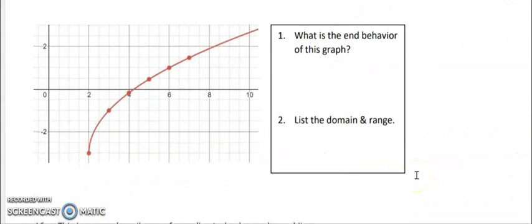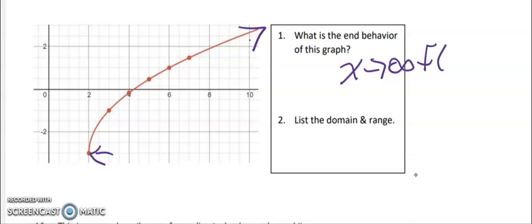All right? Let's look at this one. It says, what is the end behavior? For a radical, a square root function, you have a distinctive end and you have a continuing end. So the end behavior that this is looking for is where x approaches either negative infinity or positive infinity. In this case, it's approaching positive infinity, and f of x is approaching positive infinity as well.